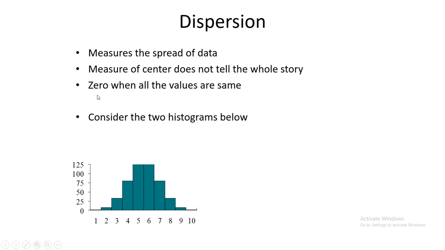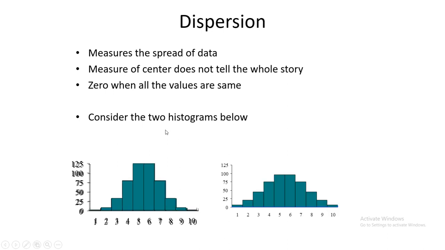So if you consider these two histograms, you see both have the central value at the same place between 5 and 6, but this data is more spread here. On the left, this one is less spread and this one is more spread. So if we calculate the measure of dispersion, it will be smaller for this data and bigger for this data. Okay, so that is the whole story basically.